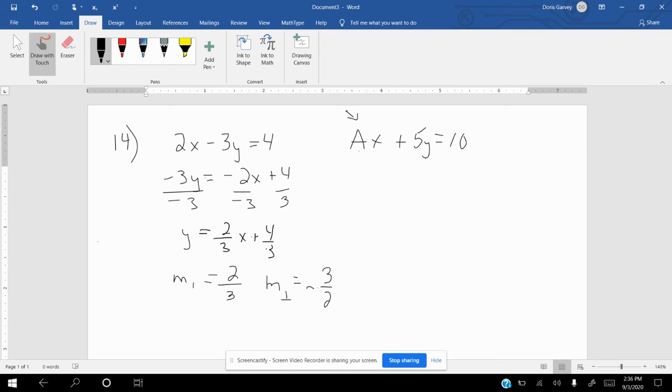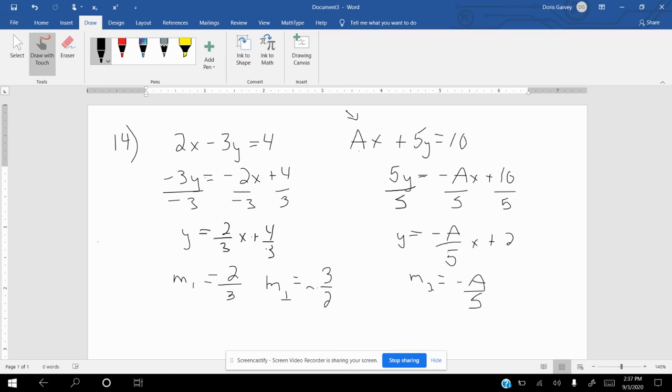So in order to figure out what the slope of this line is in terms of that a value, let's go ahead and put this second equation into y equals mx plus b form. So I have 5y equals -ax plus 10. I'm going to divide through by 5. And now I have y equals -a/5 x plus 2. So I know the slope of this line here is -a/5.